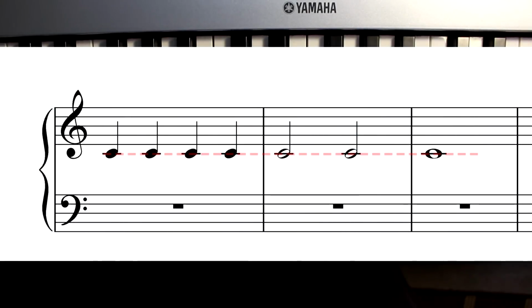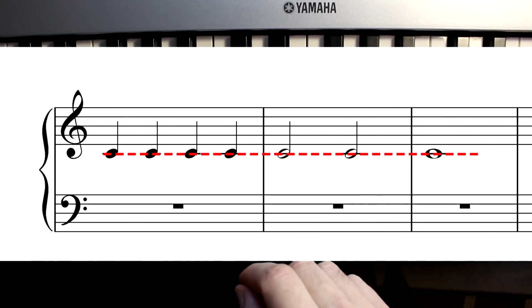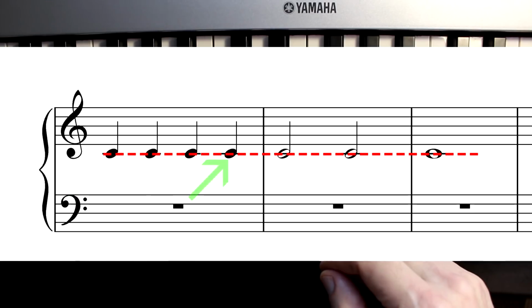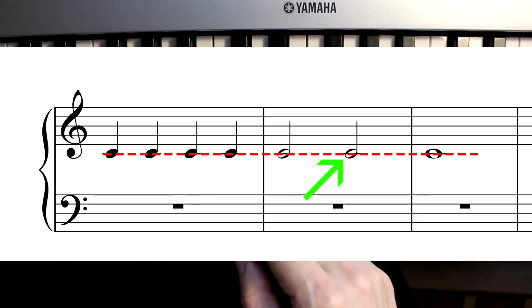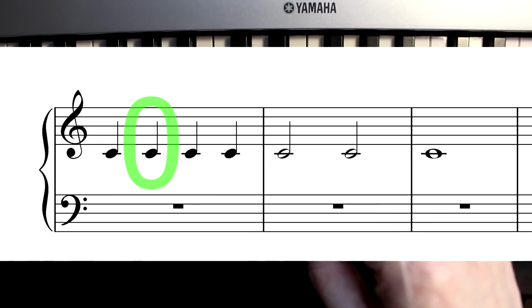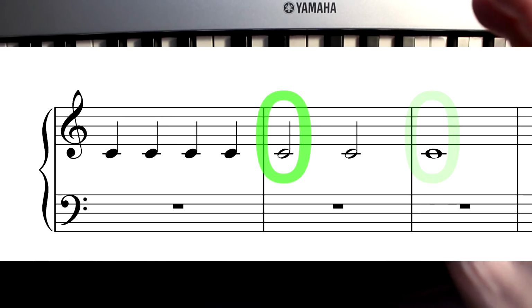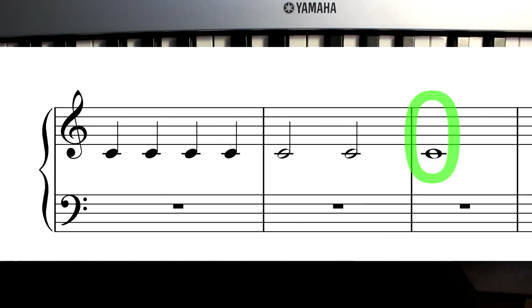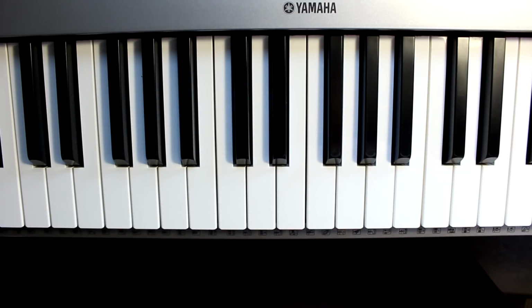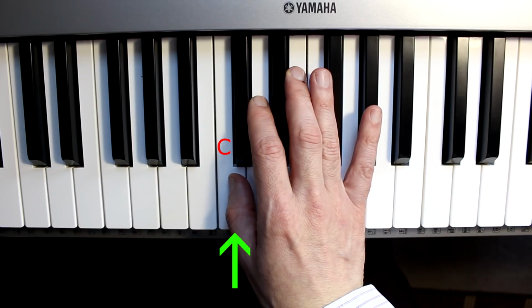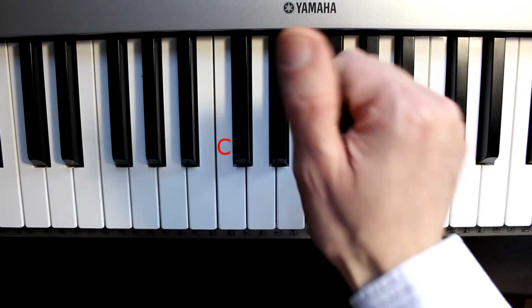This note on the right hand staff is called C. It can be in the shape of any figure like the quarter note, half note, whole note, and more. Every time you see it, play this key with this hand, at the moment with this finger.